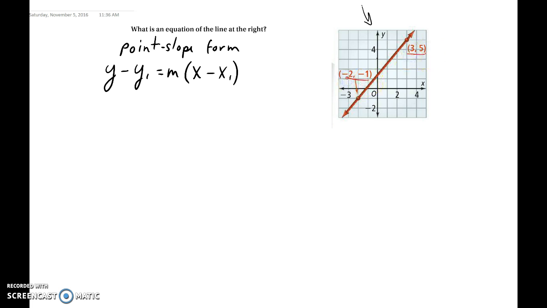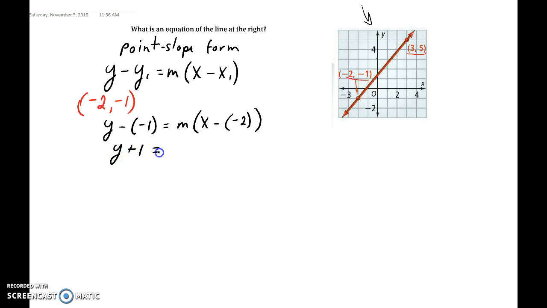All right, so I am just going to use -2, -1 as my point. So when I plug this into our formula, right now I have y minus -1 is equal to m times x minus -2. All right, minus a negative, we know that that turns to plus, so it's y plus 1 is equal to m times x plus 2.